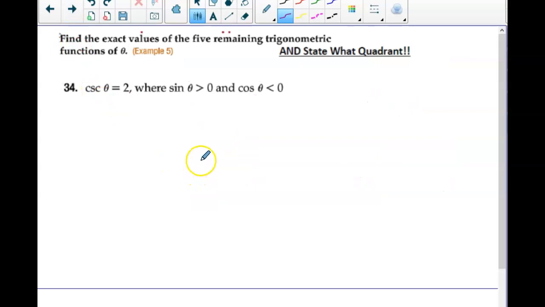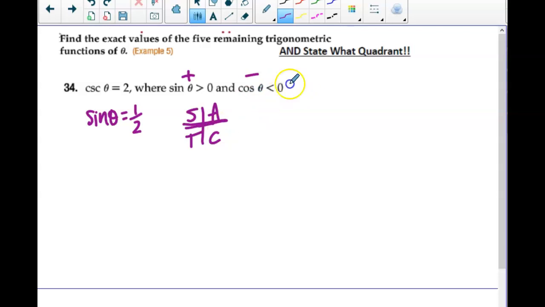34 says cosecant is 2. What is that also telling you then? Sine is 1/2, positive and flipped over. Okay, it says here the sine is greater than 0. Yeah, we already got that. And then it says cosine is less than 0. So where is the cosine negative? All students take calculus. Cosine, and it even says it on your unit circle.